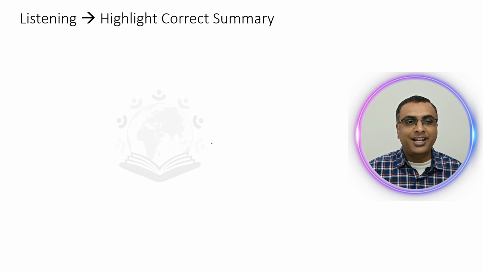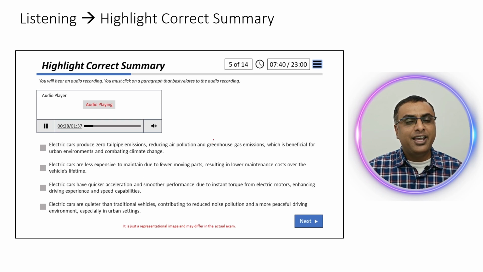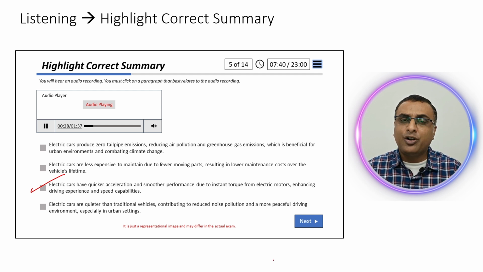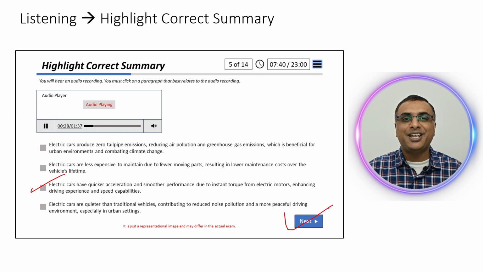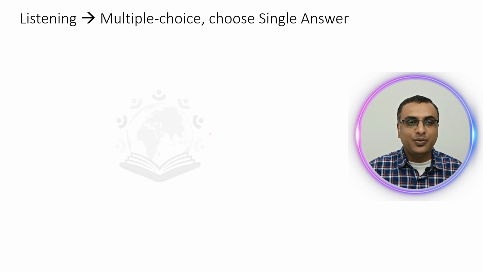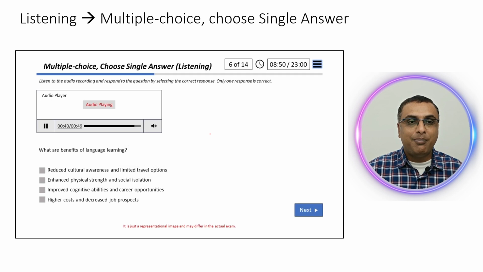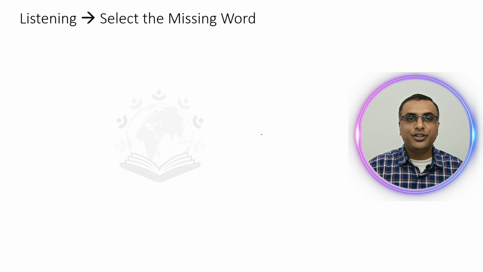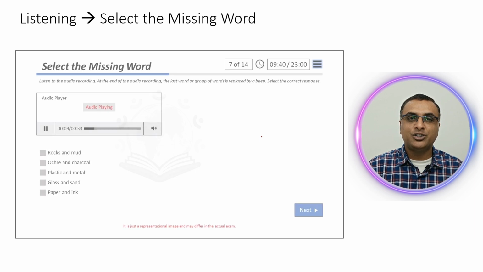Now moving on to highlight correct summary of your listening module. In this question also, I would recommend you to select one of the answer options randomly. Don't waste time after the audio has stopped playing. Select one of the options, click next for the next question type in your exam. The next question of the listening module is multiple choice, choose single answer. In this particular question also, listen, skim and select one random option, then click next for the next question type in your exam.